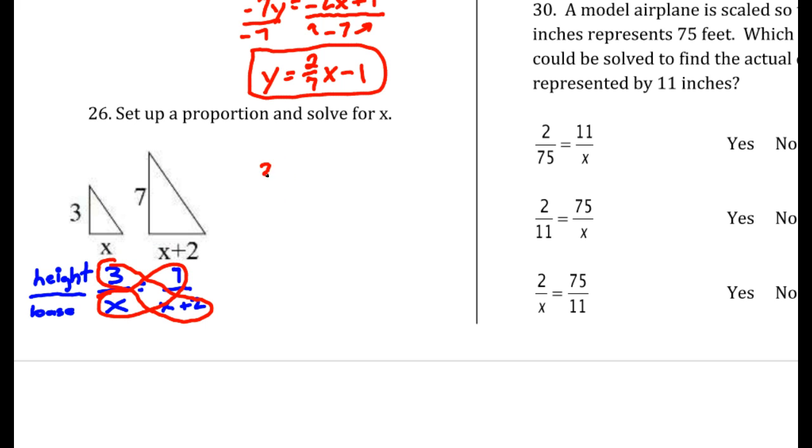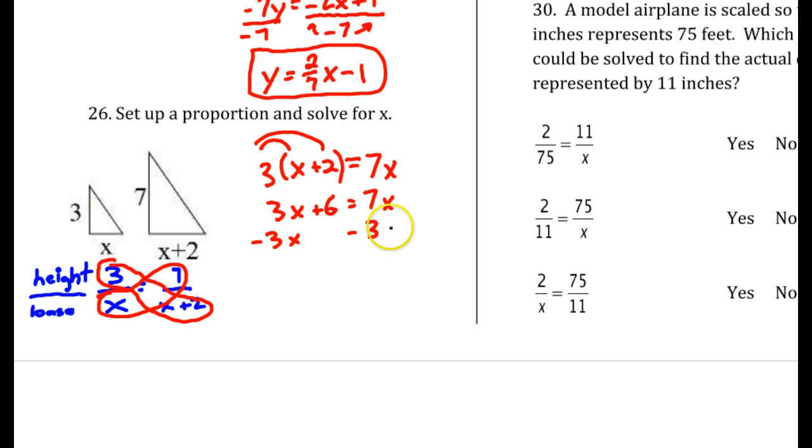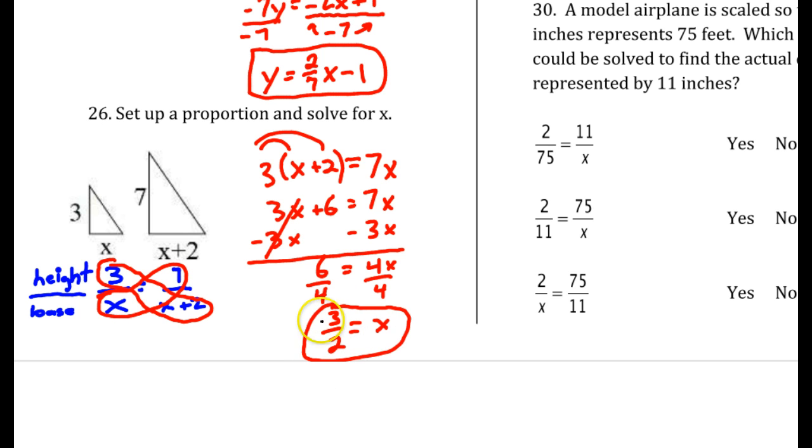So we have 3 times x plus 2 is equal to 7x. Solve that. Got 3x plus 6 equals 7x. And I'm going to move the variables to this side. So we got 6 equals 4x. Divide both sides by 4. And we have 6 divided by 4 is the same as 3 over 2. Okay, so that's 1.5. But 3 over 2 is fine. 3 halves.